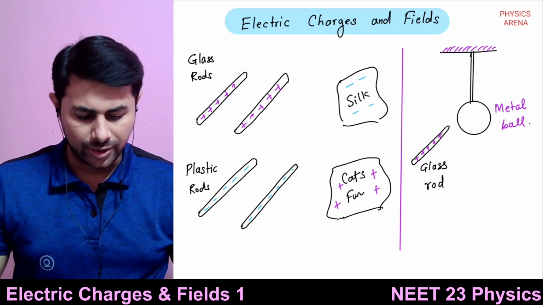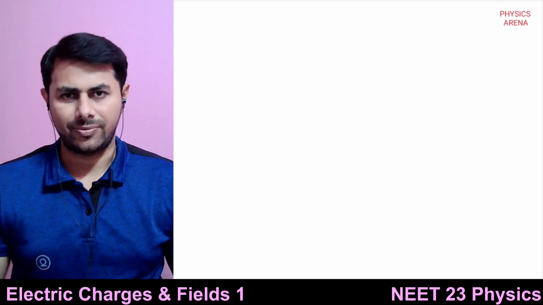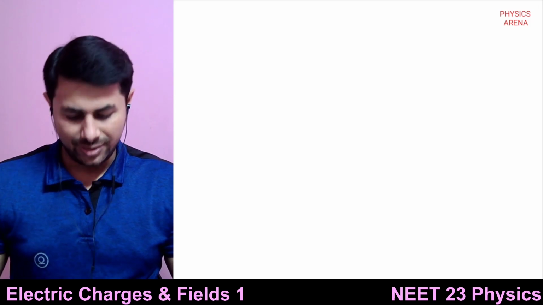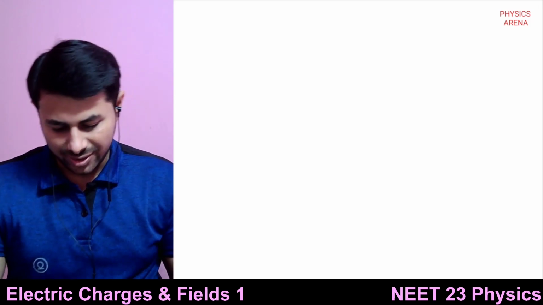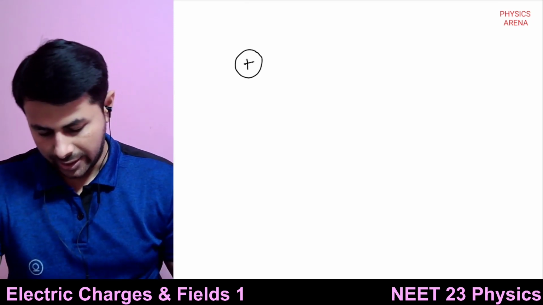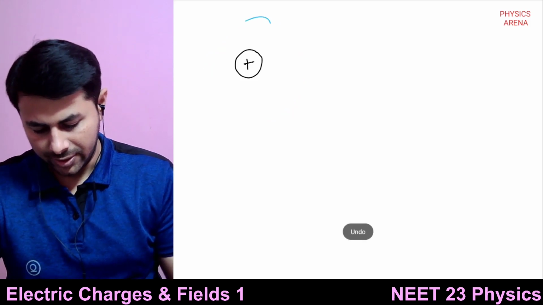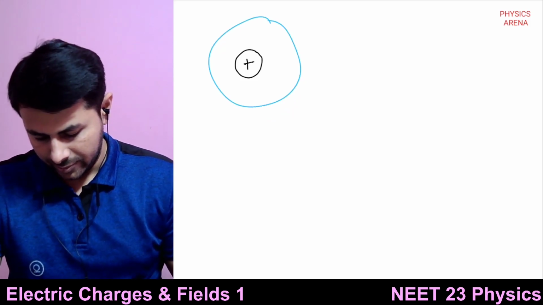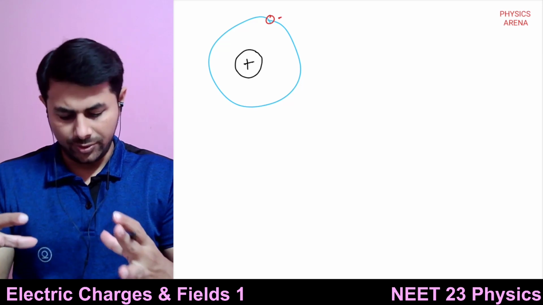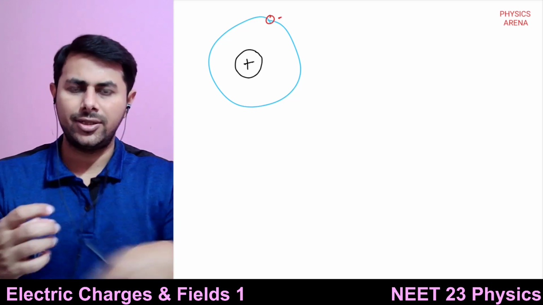So for this, we need to understand what matter consists of. We have been studying this since 8th, 9th standard, that everything is made up of atoms. What is there inside atoms? We know inside atoms there is a positively charged nucleus and a negatively charged electron cloud. Normally these electrons revolve in some orbits. This is the simplistic model, that they revolve around the nucleus.